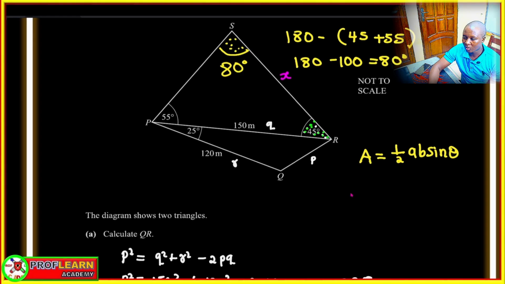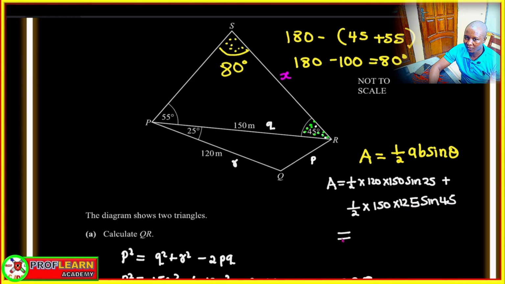So in this case, we're going to use half AB sine, which is half times 120 times 150 sine 25. We are finding the area of PRQ, so we shall use 25 degrees, with the sides forming that particular angle. Then we shall also find the area of SR, using 150 and 125 sine 45. If you work it out, you're going to get 10,400 meter square.